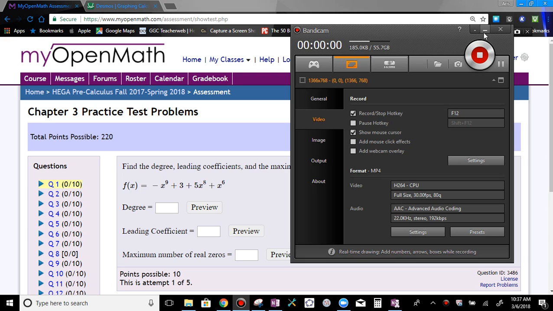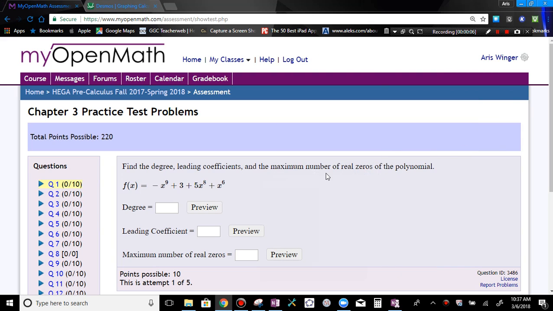has been about polynomials and the ratio of polynomials, and these last 20-something problems are a culmination of all of that. Find the degree, leading coefficient, and the maximum number of zeros. The degree is the highest power, that would be 9. Questions? The leading coefficient of that is -1. Questions? The fundamental theorem of algebra says that if I have a polynomial of degree n, then the maximum number of zeros is n. In this case, it's 9.